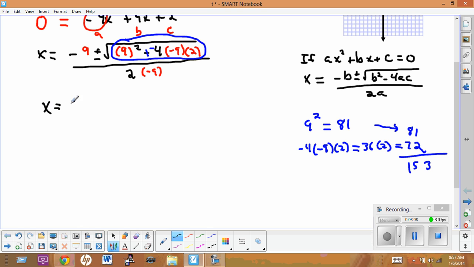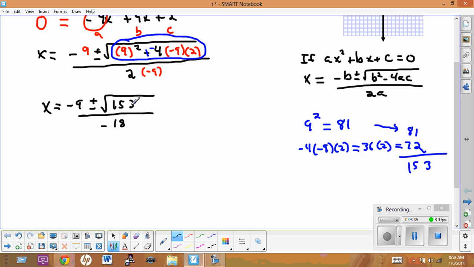Okay, let's go ahead and rewrite this in a simplified form. We have negative 9 plus or minus the square root of 153, all over 2 times negative 9, which is negative 18. Now that's all the work required using the quadratic formula. The next step is, can I simplify my answer? Because right now I do have 2 x-intercepts.